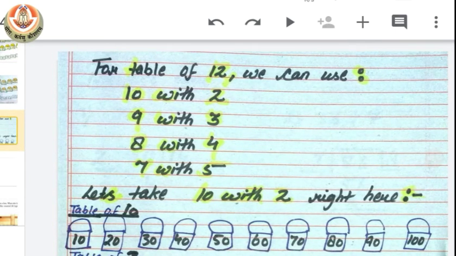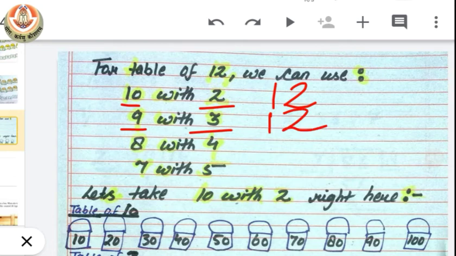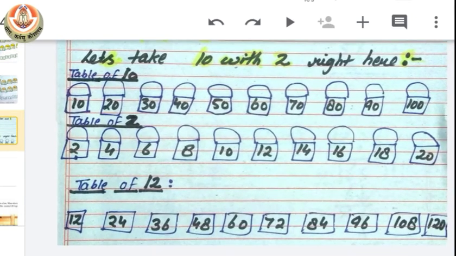Now see, for the table of 12 we can use 10 and 2 because their addition gives 12. Similarly, we can use 9 and 3 because their addition also gives 12. And we can also use 8 and 4 because their addition also gives 12, and we can also use 7 and 5 because their addition also gives 12. So let's take 10 and 2 here to do our activity. First we have to write the table of 10, then we have to write the table of 2.